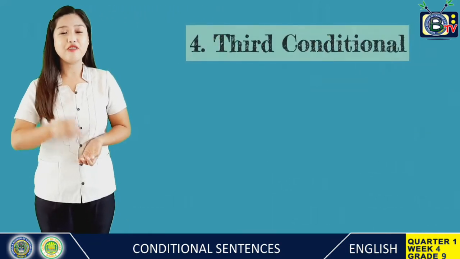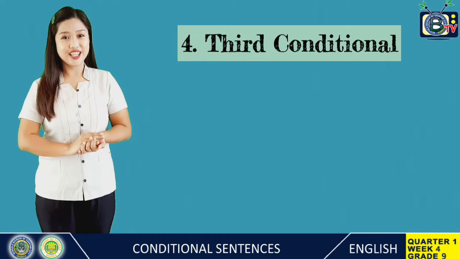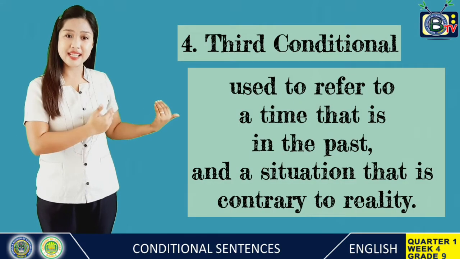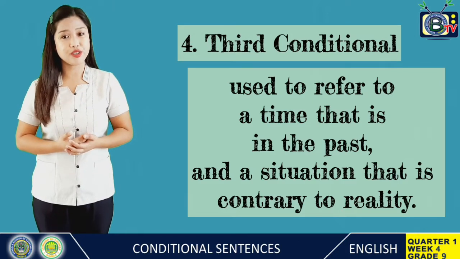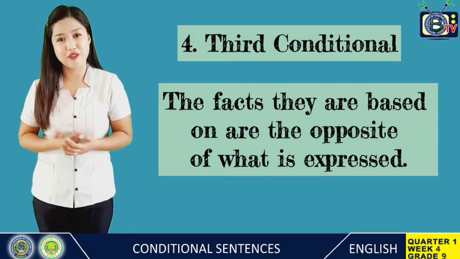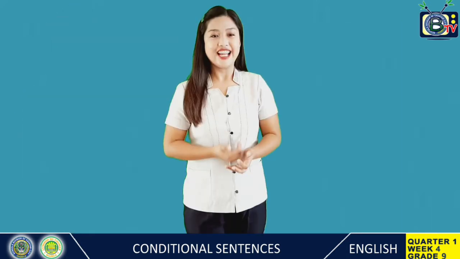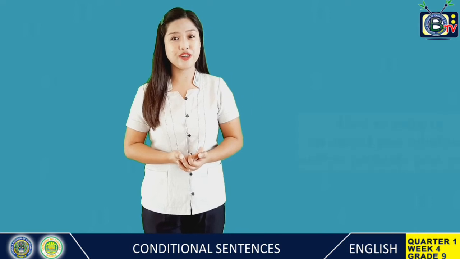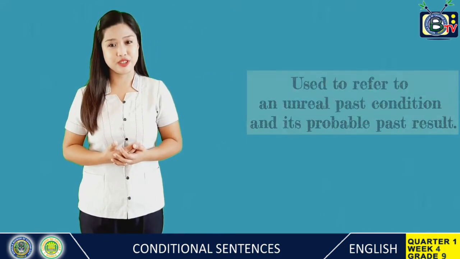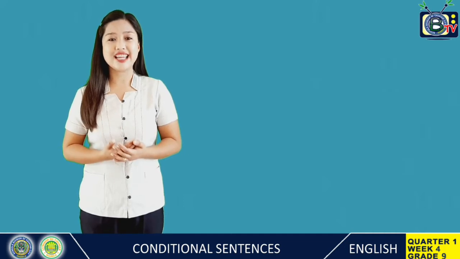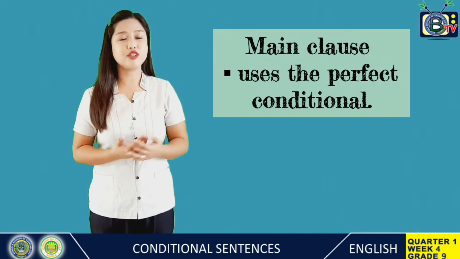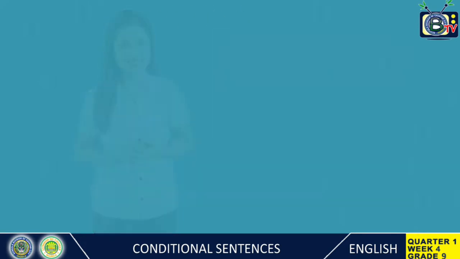Lastly, we have the third conditional. The third conditional is used to refer to a time that is in the past and a situation that is contrary to reality. The facts they are based on are the opposite of what is expressed. The third conditional is used to refer to an unreal past condition and its probable past result. In type 3 conditional sentence, the if clause uses the past perfect and the main clause uses perfect conditional.